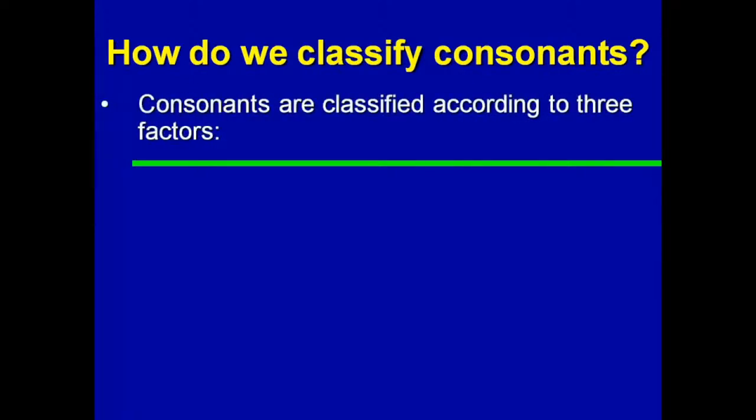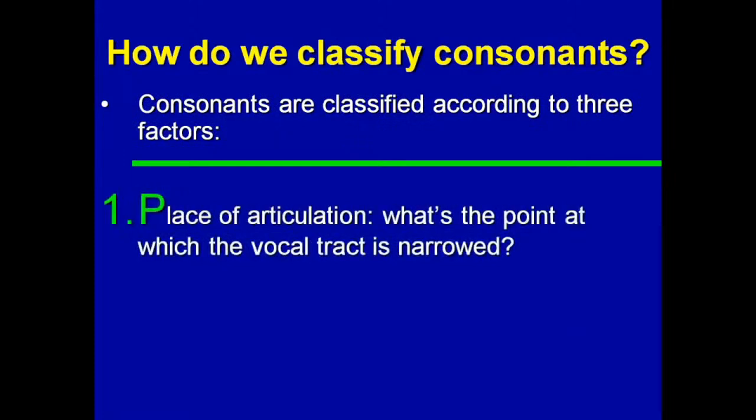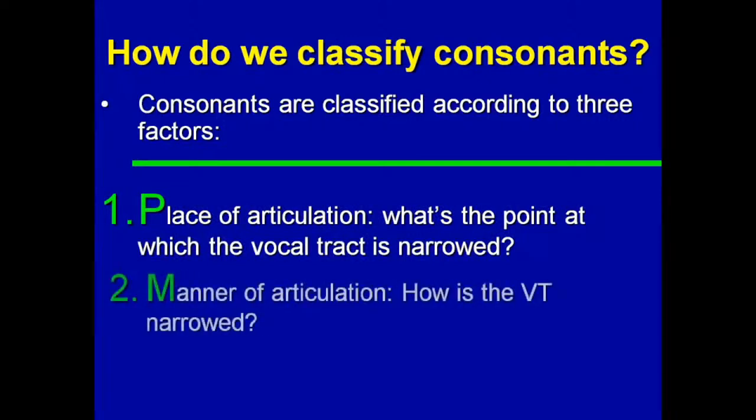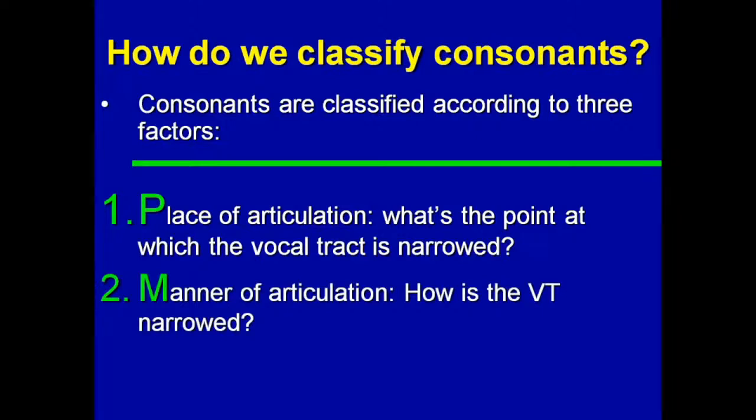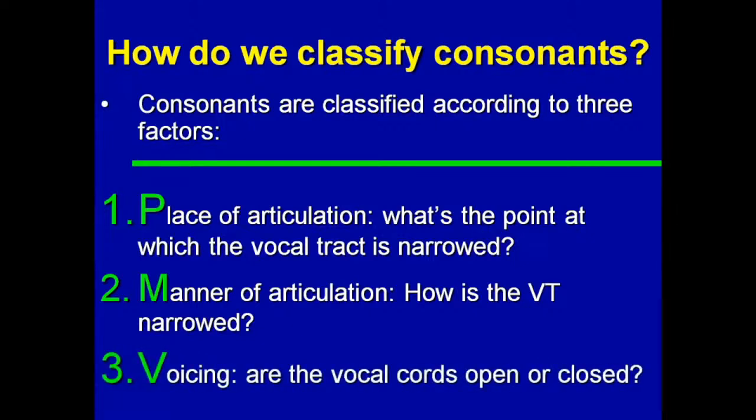First of all, we can talk about place of articulation. This is what I have just explained. It means what's the point at which the vocal tract is narrowed. And number two, the criterion by means of which we have to describe sounds is manner of articulation. How is the vocal tract narrowed? And of course, number three, voicing. Here we are talking about the vocal cords, whether they are open or closed. According to these three criteria, we can obtain different categories of sounds here.